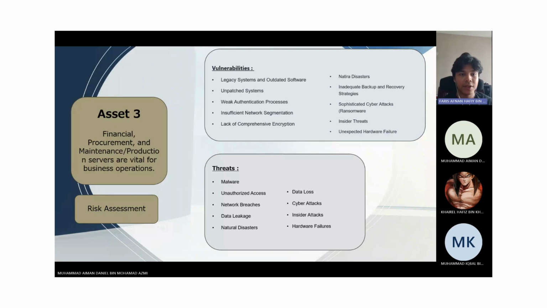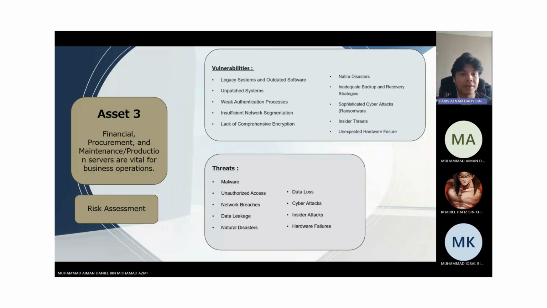We identified several vulnerabilities associated with these systems. The first one is legacy systems and outdated software. Many systems are running outdated versions that lack the latest security updates. Next is the unpatched systems. These are instances of crucial software not being updated with the latest security patches. Weak authentication process. Current authentication mechanisms are not robust enough to prevent unauthorized access. Insufficient network segmentation. The lack of proper segmentation allows threats to spread more easily across the network.